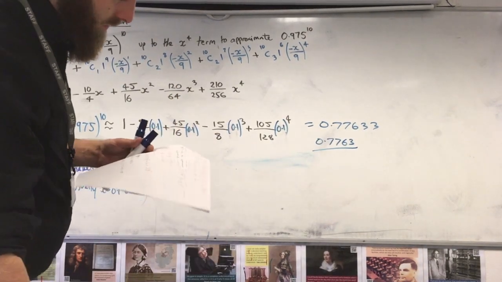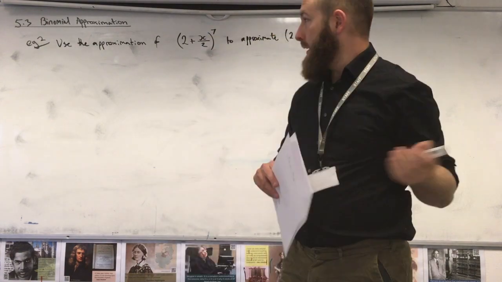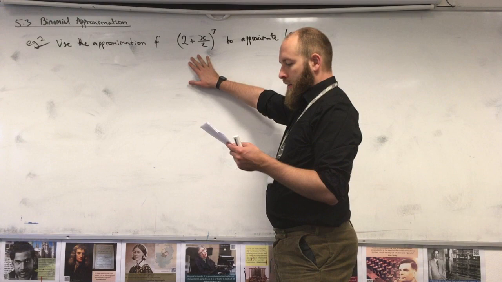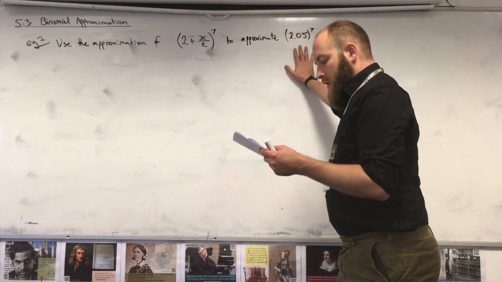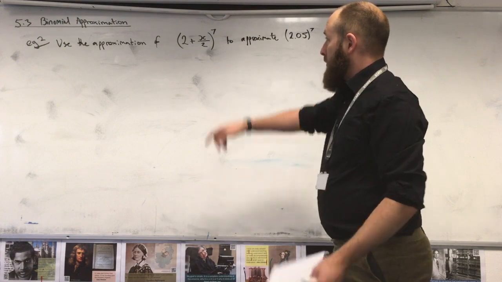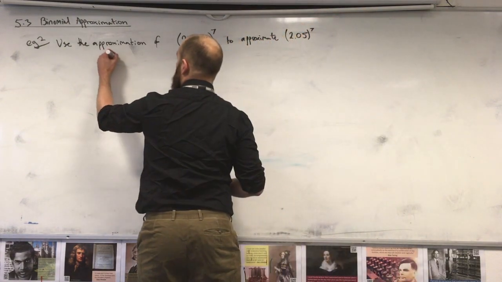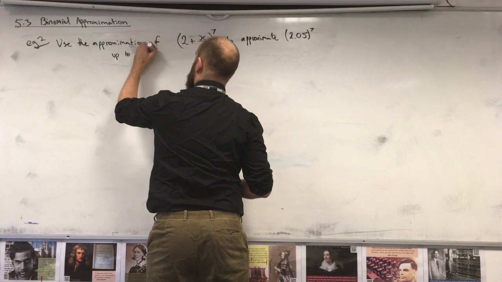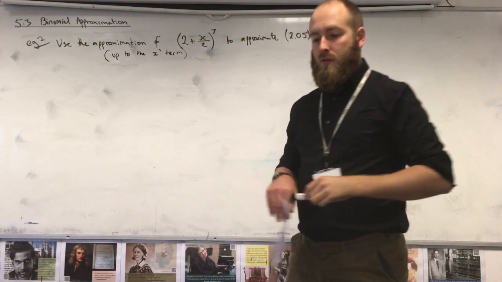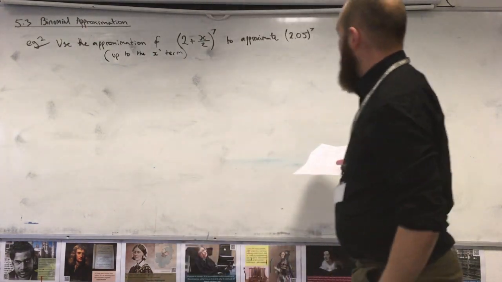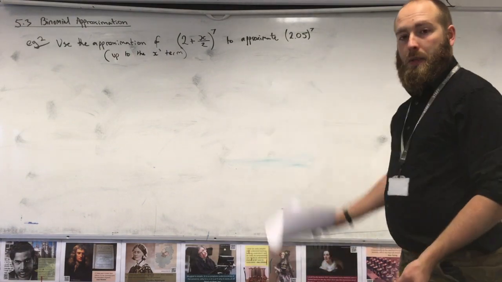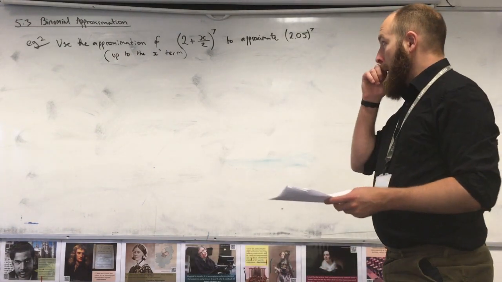Cool, right, let's try another one. Same idea again, expand this, and then work out this one. We don't need to do the whole thing, I think we'll go up to x squared this time, otherwise we'll be here forever. So if you want to pause the video and give it a go, expand it, find the value of x, might be 0.1, might be 0.01, put it in and see if you can approximate 2.05 to the power 7.